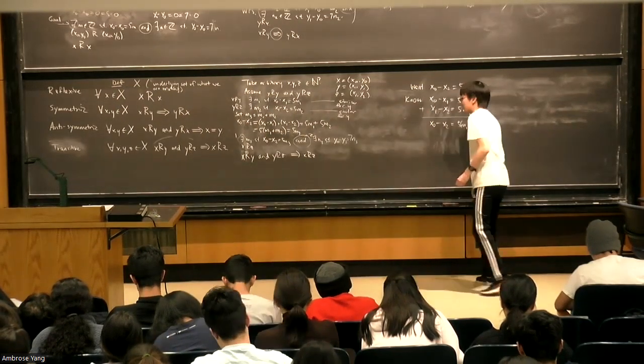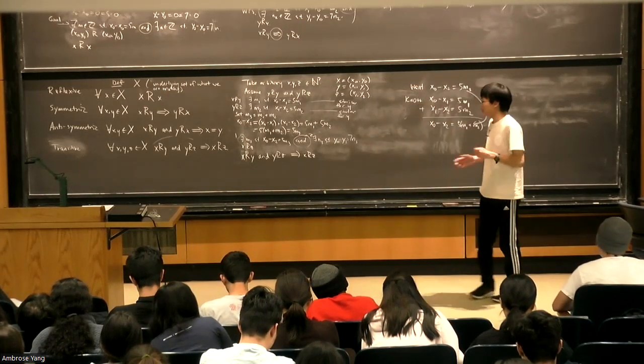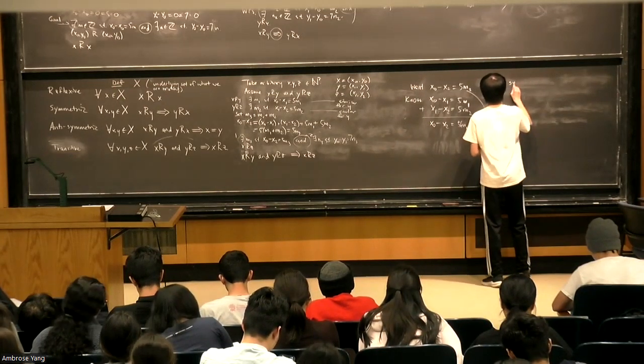I want to now give you an example for how to give a counterexample. If something is false, how do I give a counterexample? And so in this case, it's not anti-symmetric.